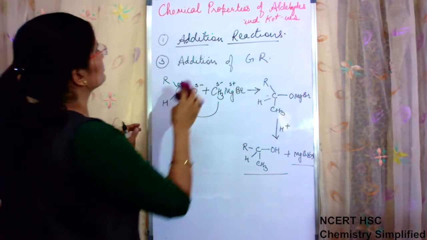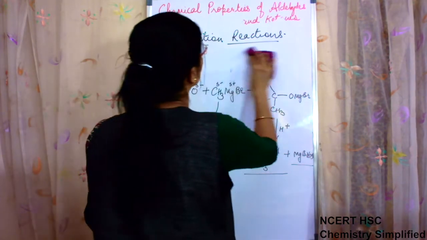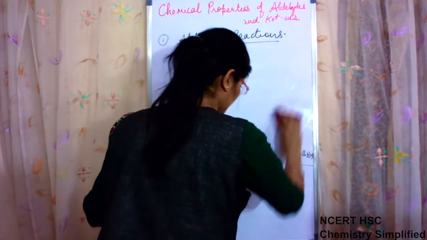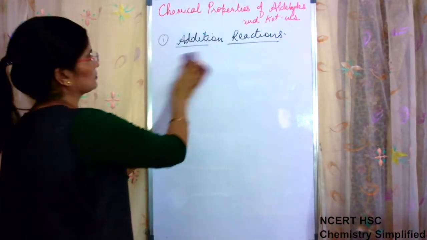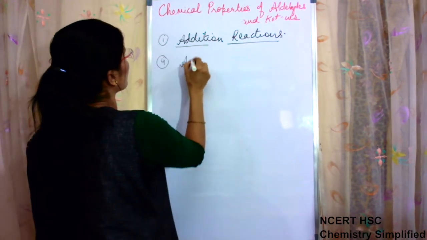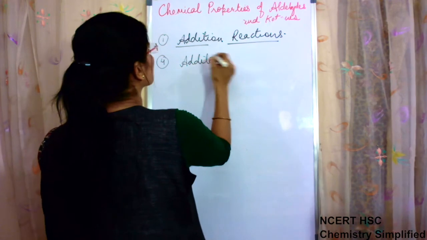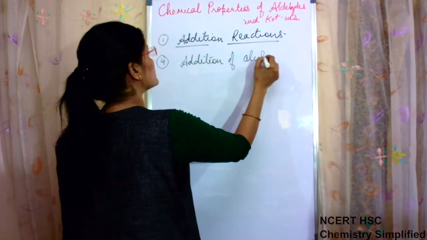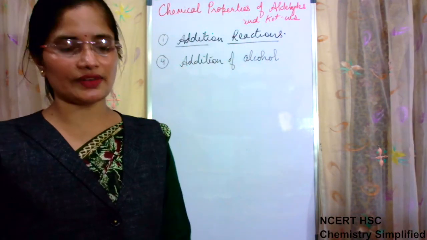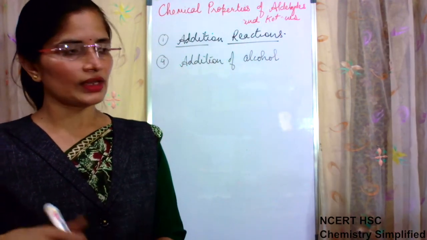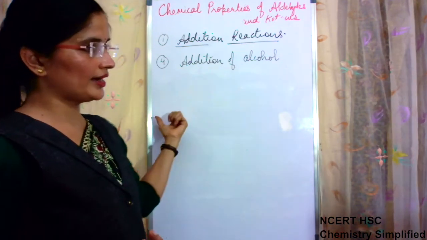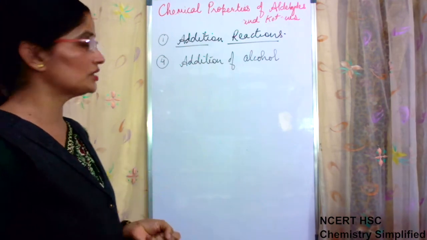Now the fourth addition reaction. Okay. Now fourth is addition of alcohol. See, addition of alcohol to acid is a very common reaction, that is esterification. One acid, one alcohol, when combined they form esters. But addition of alcohol to aldehydes and ketones is something new.